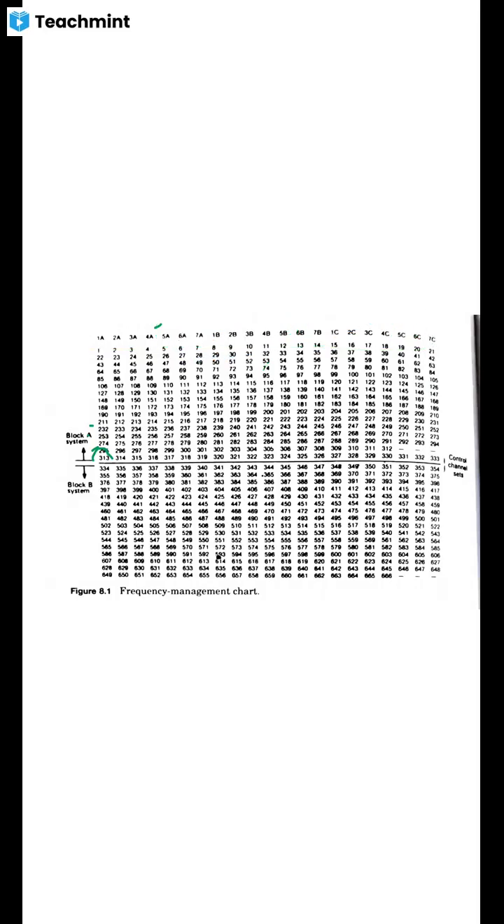For example, 1B has 15 voice channels: 8, 29, 50, 71, 92, 113, 194. If I take 2B, it has 15 voice channels. If I take 2C, it has 15 voice channels. If I take 4A, it has 15 voice channels and one setup channel. 5C has 15 voice channels and one setup channel. 4B has 15 voice channels and one setup channel.